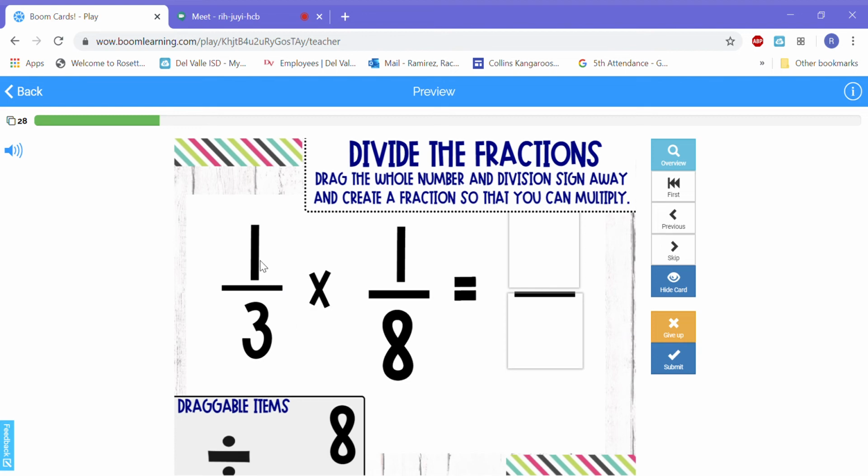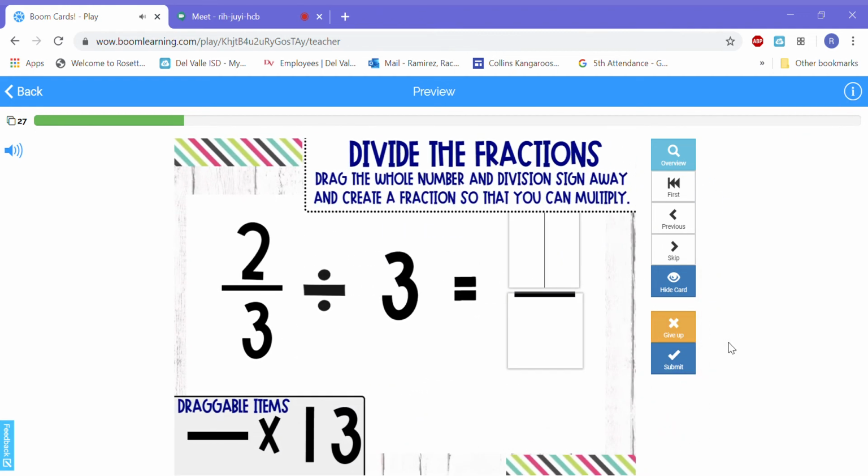So let's multiply across, multiply numerator times numerator. 1 times 1 is 1. 3 times 8 is 24. So let's see if that is correct. Okay, so that is correct.